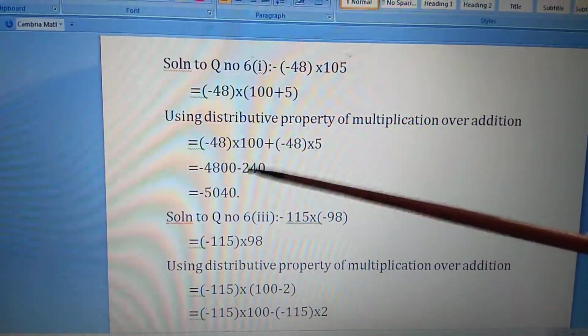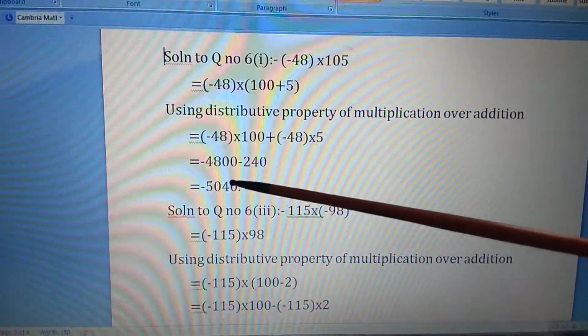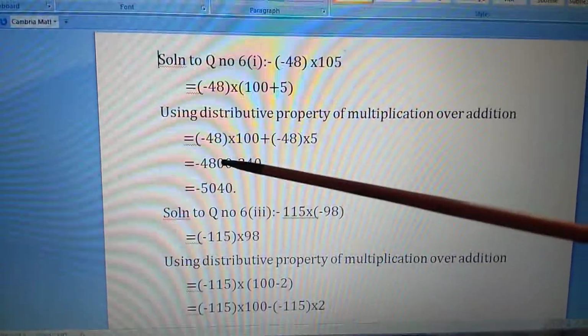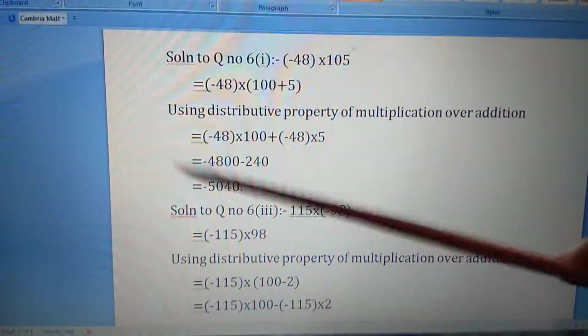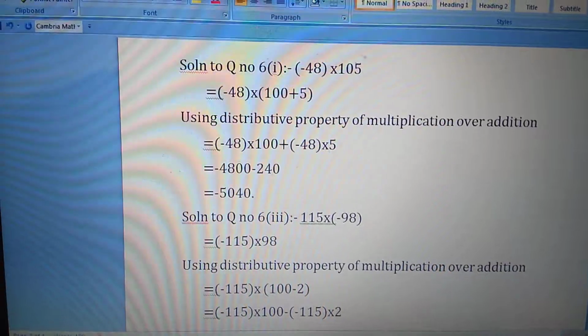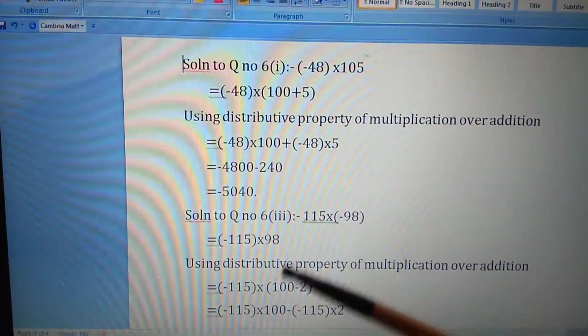Then since both the numbers have the same sign, the operation will be addition according to the rule of addition of integers. So we have added and the common sign we have placed. Okay, it is clear. Now go to question number 3.